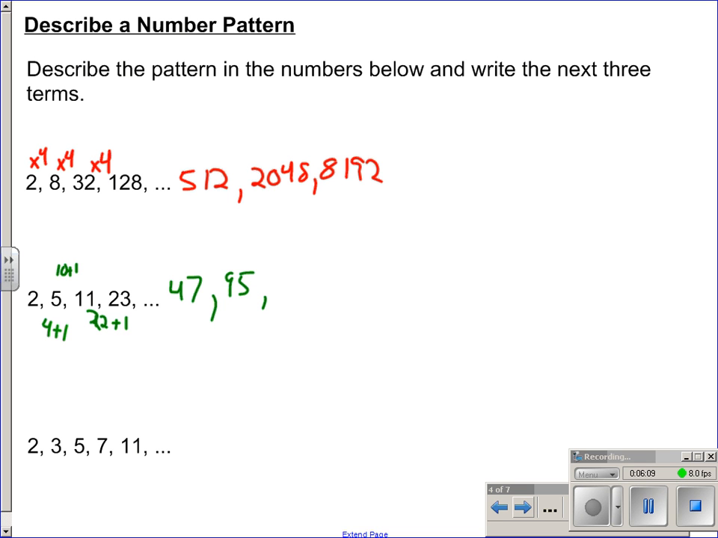181, 90, plus 1, 191. Okay, I'm going to let you try that last one. We'll talk about it in class.